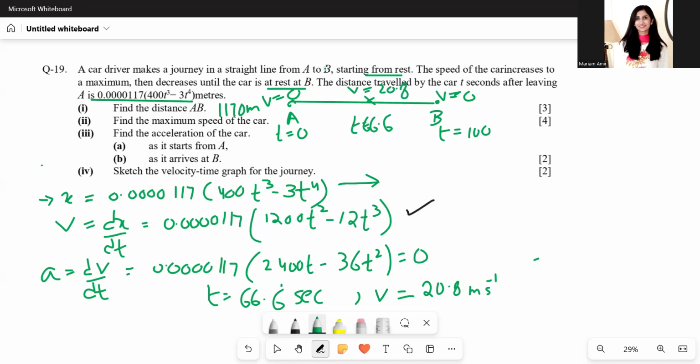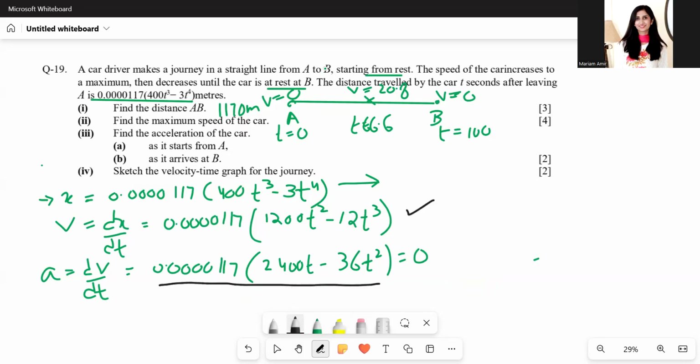Okay, find the acceleration of the car as it starts from A. So that means the initial acceleration, which would be when the time is 0. So when time is 0, you substitute t equals 0 here, and you get a equals 0 as well. So at t equals 0, a equals 0. So that is the answer.